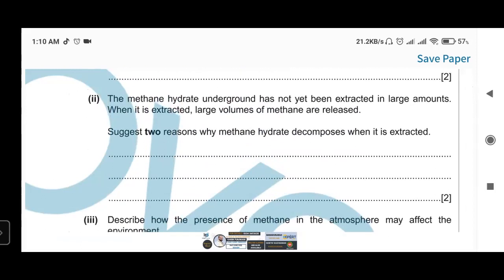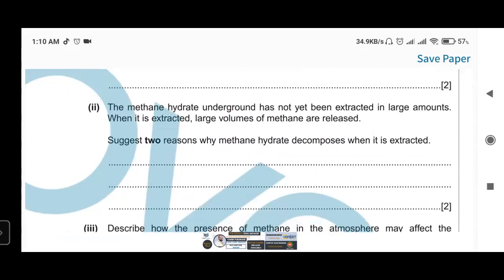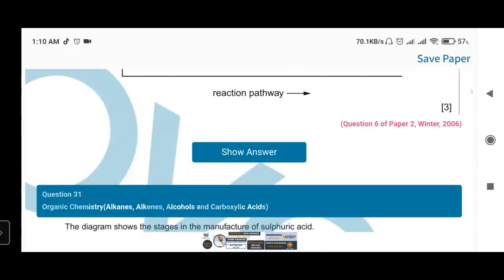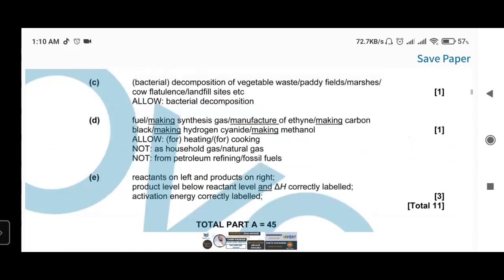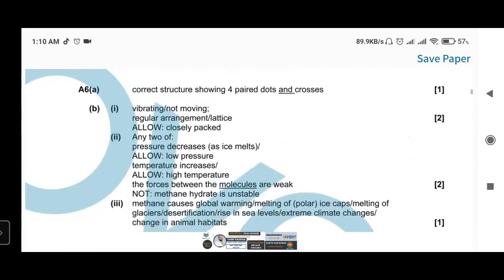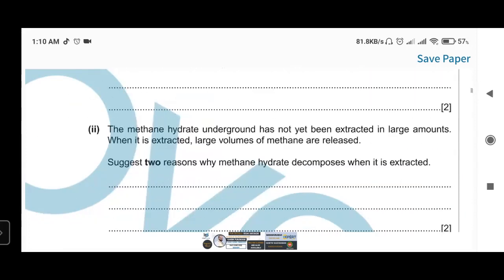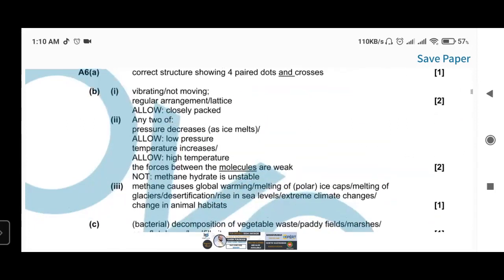Methane hydrate underground has no issue when it's released. So there are two reasons why methane hydrate decomposes when it is extracted. Okay, let's look at the style of answers. It's B2. Okay, B2. So maybe methane hydrate.